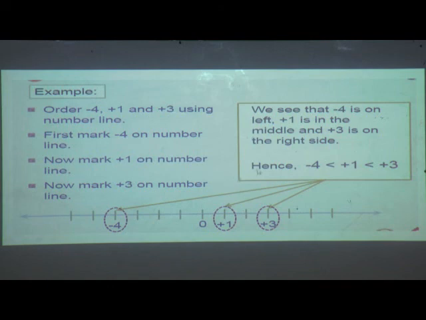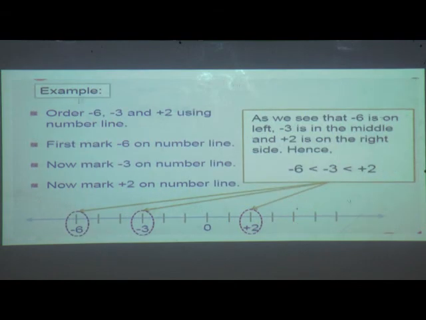So hence we concluded that -4 is less than +1, and +1 is less than +3. As -4 is a negative number and towards the left side, it is the smaller number. Hence we concluded that -4 is less than +1 and +1 is less than +3.